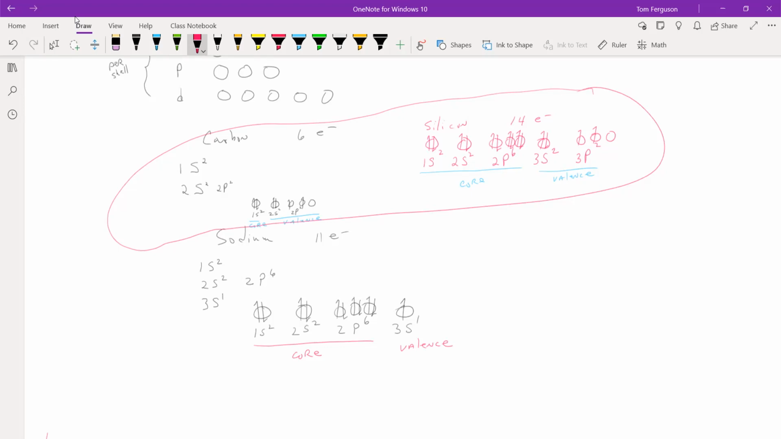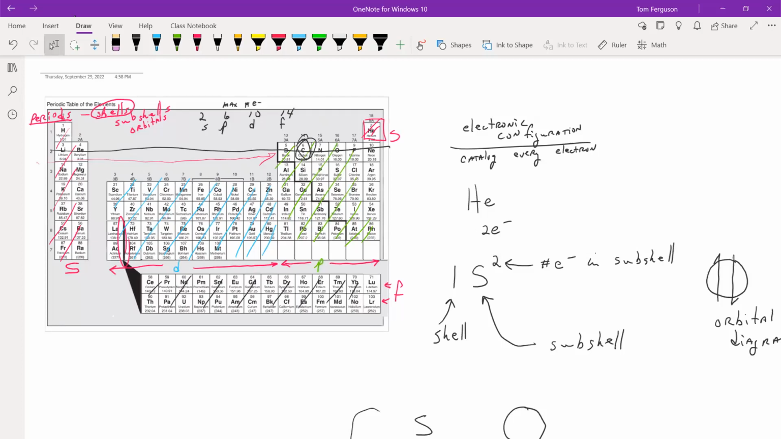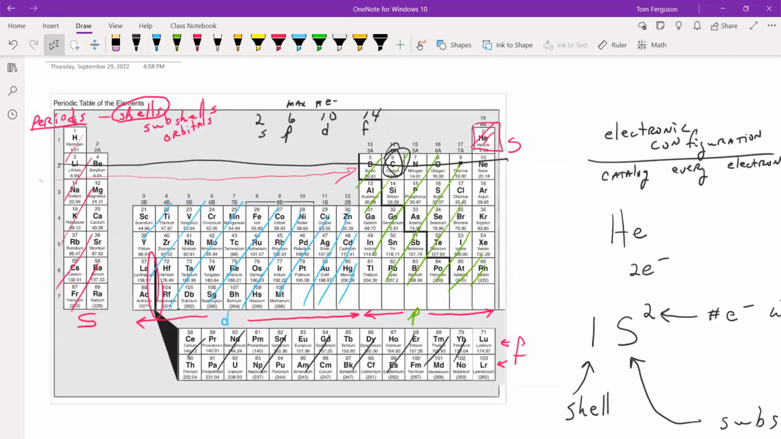Okay, so the order. One way to remember this order is to look at the periodic table. So if we find ourselves at silicon, look up above it. What's up above it? Well, we have S's and P's before it. And as you go from left to right, first you hit the S's, and as you travel across the periodic table, you hit the P's. So there's an order there.